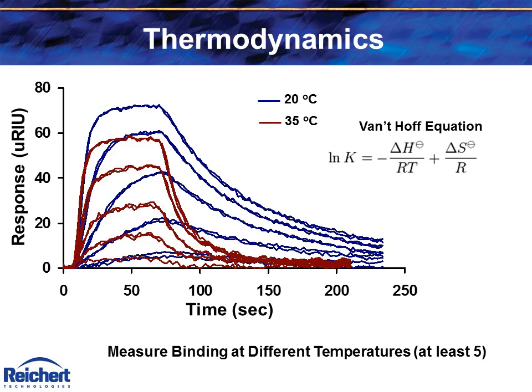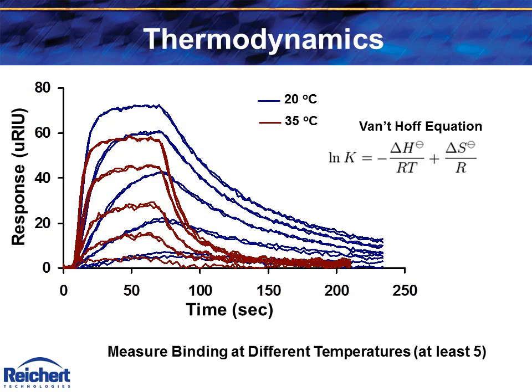SPR can be used to measure the enthalpy and entropy of binding. This type of experiment requires running the assay at 5 different temperatures. The data displayed here shows the binding of 4-carboxybenzene sulfonamide to the immobilized enzyme carbonic anhydrase 2 at 2 different temperatures, showing that the on and off rates are faster at high temperature.